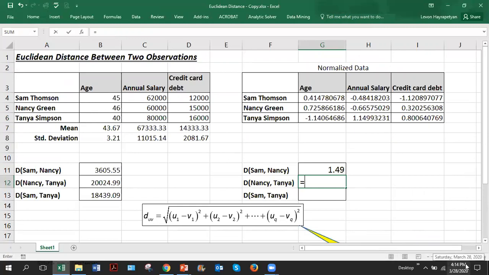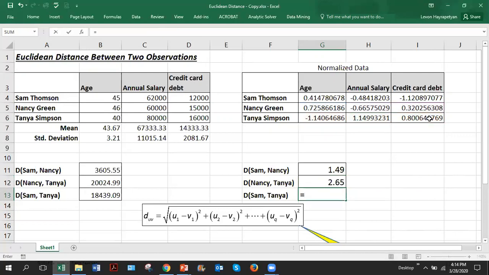It will be SQRT, and for Nancy and Tanya, it will be this minus this squared, plus for the annual salary difference, minus this squared, plus the difference between credit card debts, minus this squared.